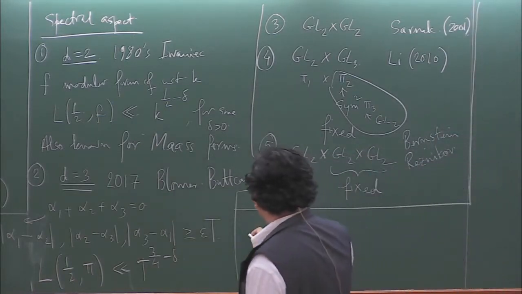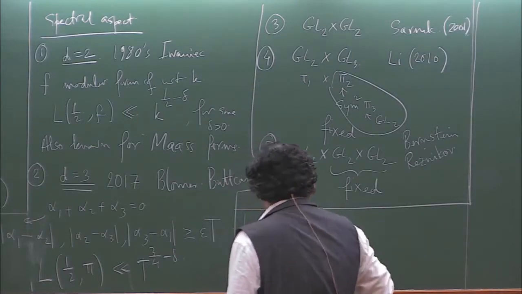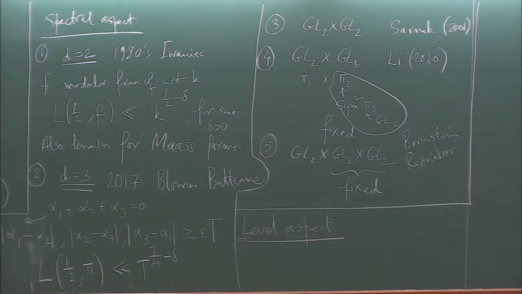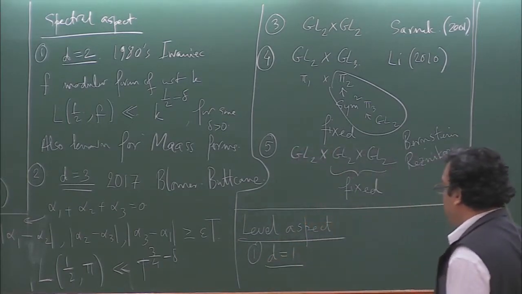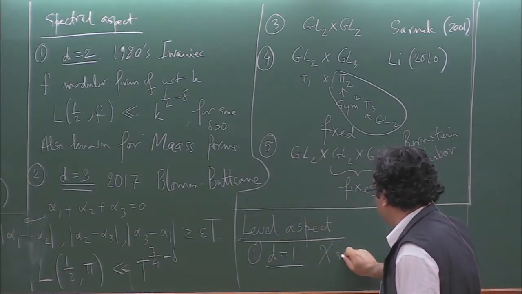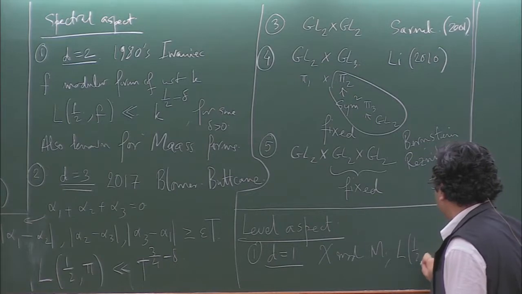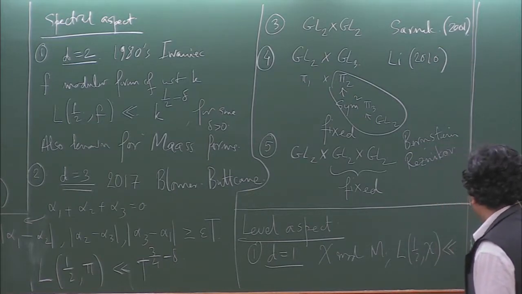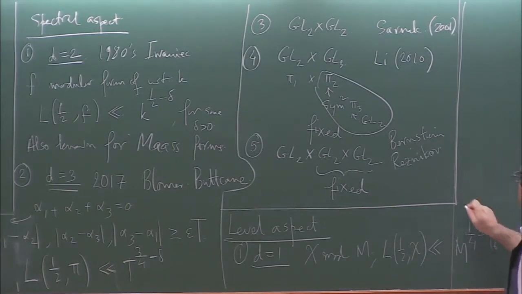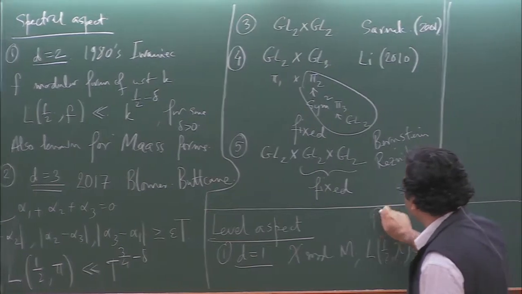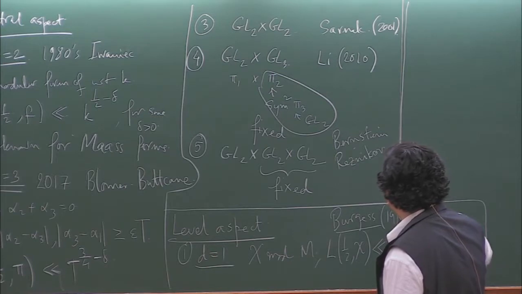Okay, and now let's look at the level aspect, which is a more arithmetic problem here. So the first case, d equals 1, when you have a Dirichlet L-function, so you take chi to be primitive modulo, say m, then L(1/2, chi) is bounded by m to the power 1/4, which is the convexity, minus 1/16 plus epsilon. This is the well-known bound of Burgess from the 1960s.